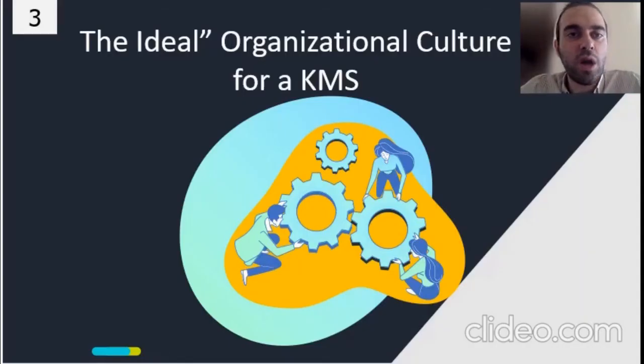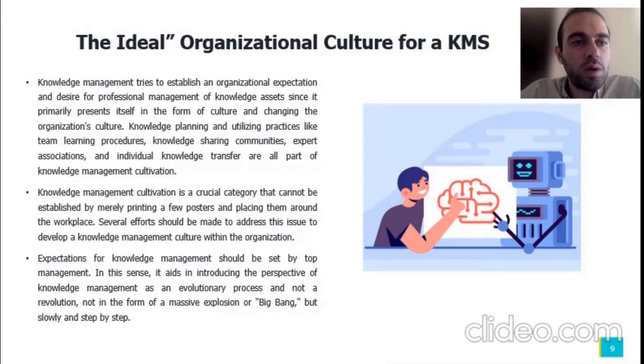In the next section, I'm going to talk about the ideal organizational culture for a knowledge management system. Knowledge management tries to establish an organizational expectation and desire for professional management of knowledge assets, since it primarily presents itself in the form of culture and changing the organizational culture. Knowledge planning and utilizing practices like team learning procedures, knowledge sharing communities, expert association, and individual knowledge transfer are all part of knowledge management cultivation. Knowledge management cultivation is a crucial category that cannot be established by merely printing a few posters and placing them around the workplace. Several efforts should be made to develop a knowledge management culture within the organization.